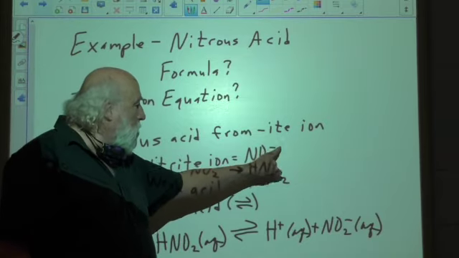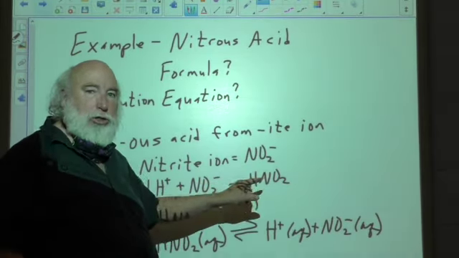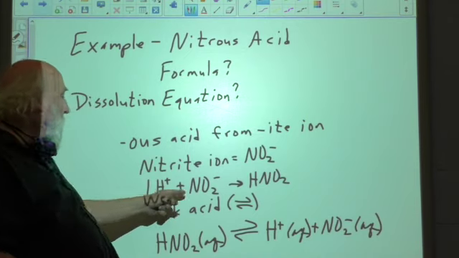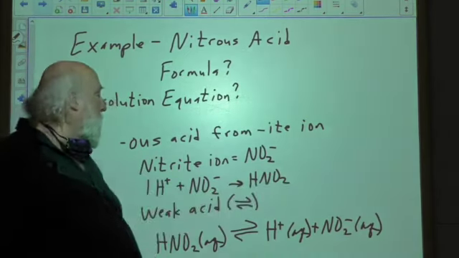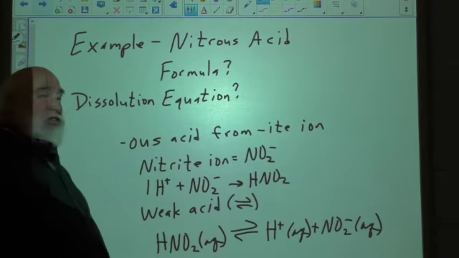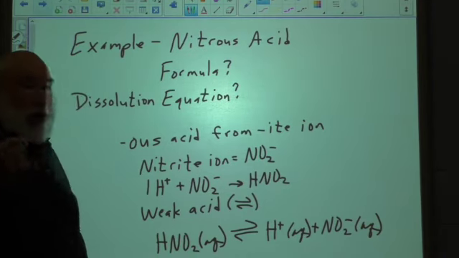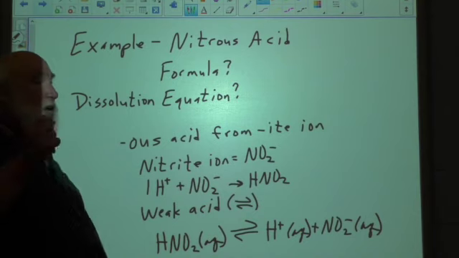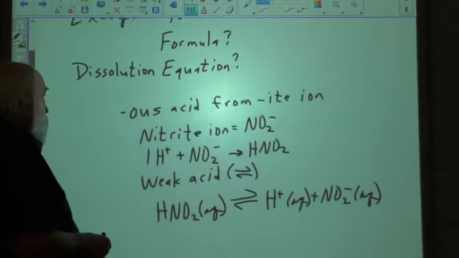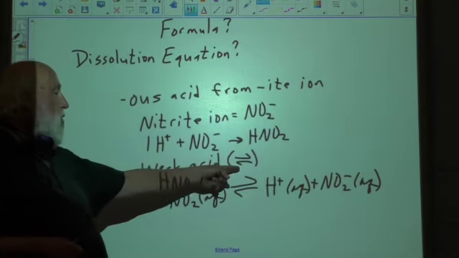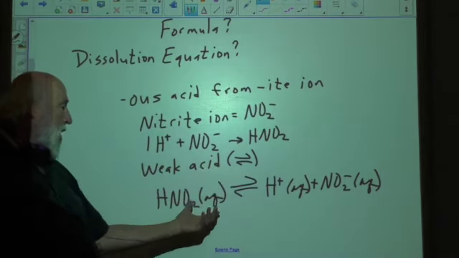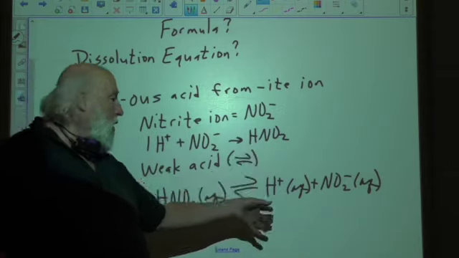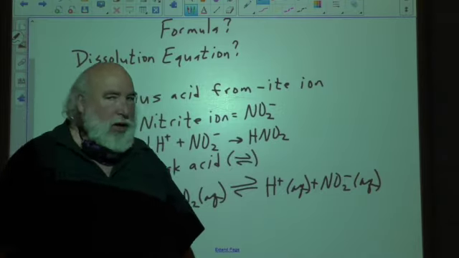Because it has a -1 charge, it's going to need one hydrogen to neutralize it. So we add one hydrogen to the nitrite, giving you HNO2. That is the formula for nitrous acid. That is not one of the 7 acids. Nitric acid, HNO3 is, but nitrous is not. So that means we're going to use a double arrow in writing the dissolving reaction. So HNO2 aqueous, double arrow, H positive aqueous plus NO2 negative aqueous.